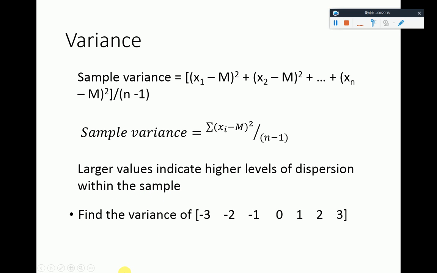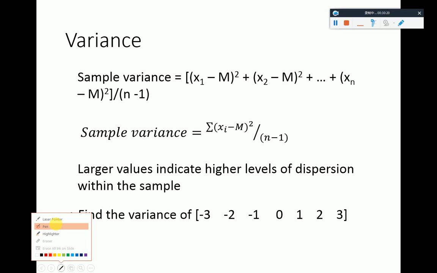How about as an exercise, you find the variance for this particular sample value. You should pause now and work it out by yourself. I will write out the expression so that you know whether or not you got it right.